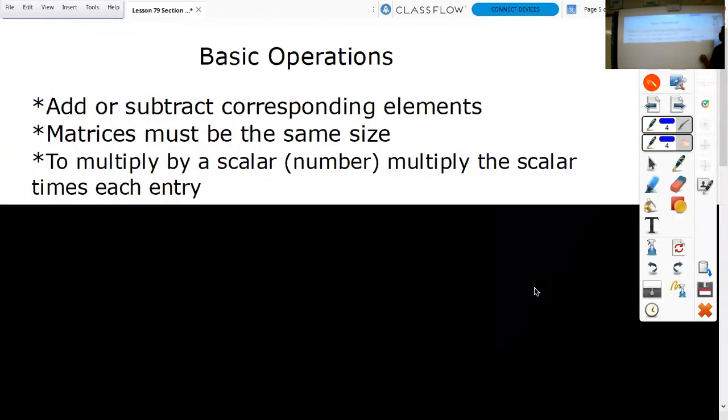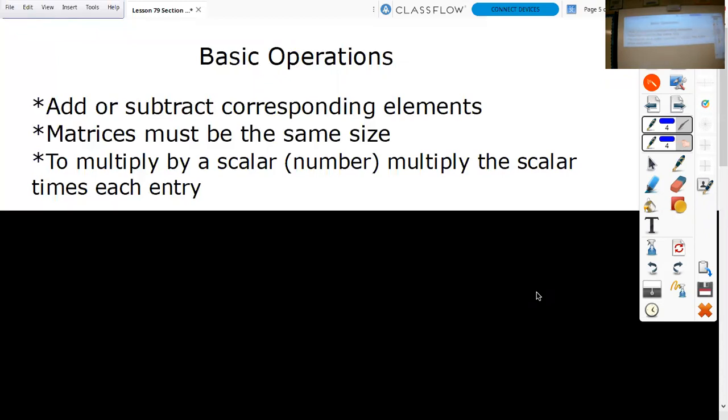All right, so basic operations, some thoughts to keep in mind. When you add or subtract matrices, all you have to do is add or subtract the corresponding elements. So they do what you think they would do. The matrices do need to be the same size. The only way it works is if they're the same size. And if you want to multiply by a scalar or a number, you just multiply it times each entry. You just distribute it. So adding, subtracting, and multiplying by a scalar are all going to behave like you think they should. Even if you didn't know what a matrix was, you could probably guess your way through this one. When we get to actually multiplying two matrices together, I don't think that's the case.